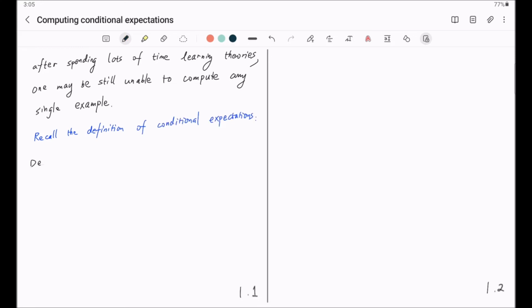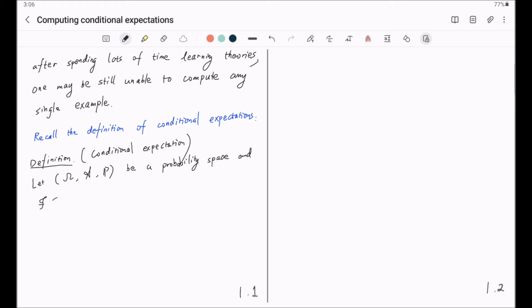It states as follows. Let (Omega, script A, P) be a probability space, and script F be a sub-sigma algebra of A. Let X be an integrable random variable in this probability space.